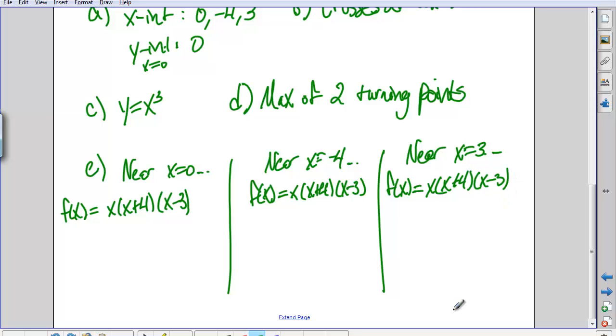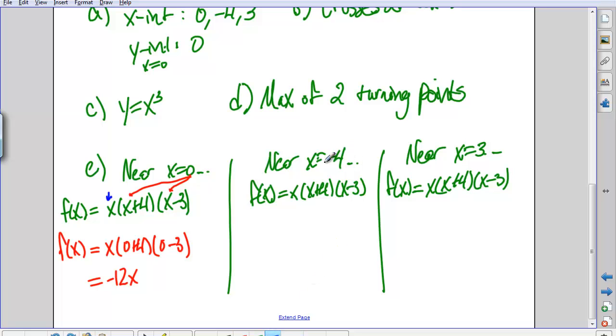Okay, now near x equals 0, which factor did that come from? It came from this guy, right? So I'm going to plug in 0 into the other 2 x's. So this x stays, the others get a 0. If I simplify this, 4 times -3 is -12x. So near x equals 0, this graph will look like -12x. That's a negative slope. Okay, so it's going to be going down from left to right.